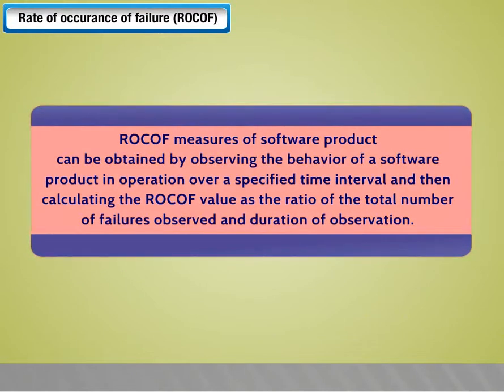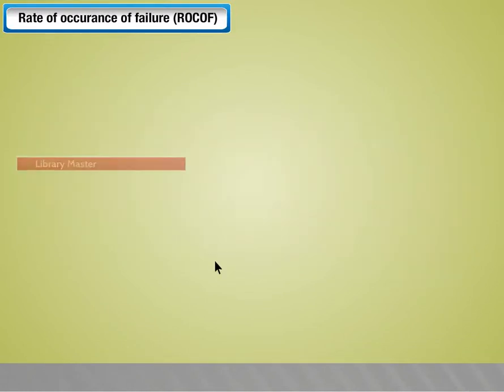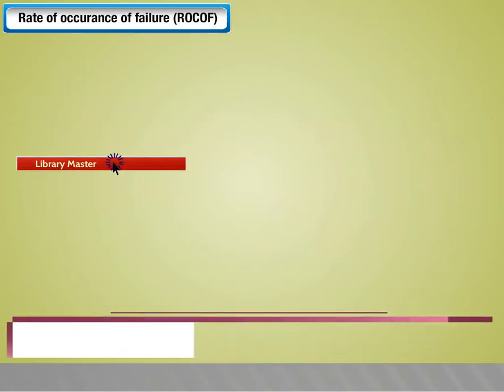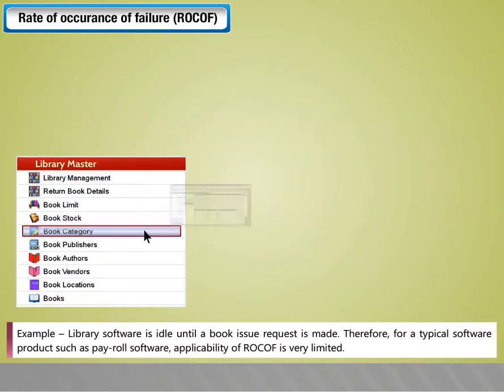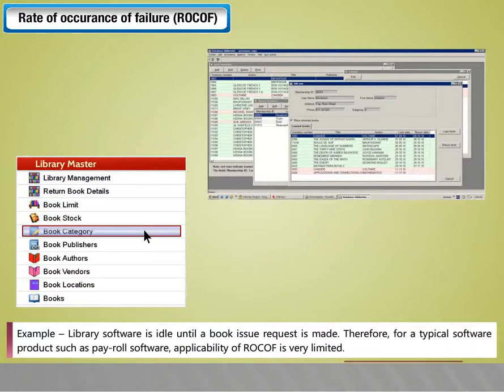ROCOF of a software product can be obtained by observing the behavior of a software product in operation over a specified time interval and then calculating the ROCOF value as a ratio of the total number of failures observed and the duration of observation. Example, library software is idle until a book issue request is made. Therefore, for a typical software product such as payroll software, applicability of ROCOF is very limited.